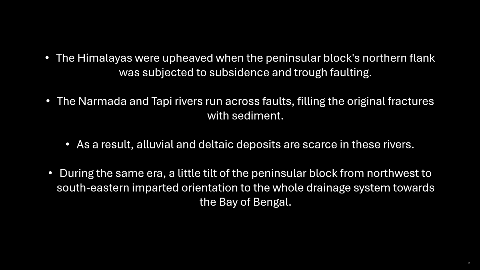The Himalayas were upheaved when the peninsular block's northern flank was subjected to subsidence and trough faulting. The Narmada and Tapi rivers run across faults, filling the original fractures with sediment. As a result, alluvial and deltaic deposits are scarce in these rivers. During the same era, a little tilt of the peninsular block from northwest to southeast imparted orientation to the whole drainage system towards the Bay of Bengal.